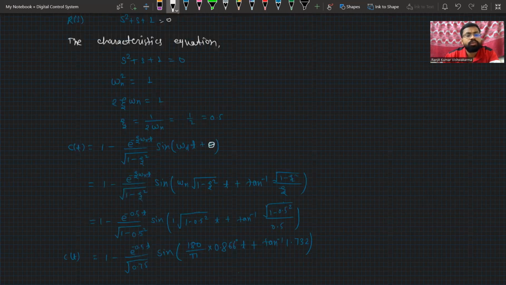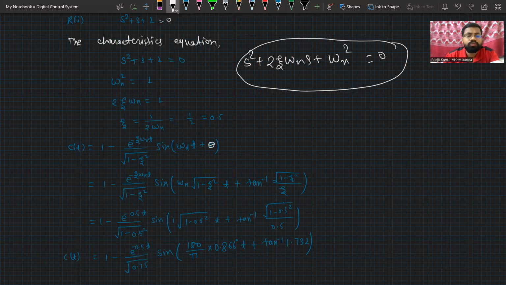Now from here you can compare with the standard second order control system characteristic equation, that is s square plus 2 zeta omega n s plus omega n square equals 0. Comparing with this, you will get omega n square, that is omega n, and from here you will get zeta, the damping ratio. After comparing these two equations, you will get zeta equals 0.5 and omega n is 1.